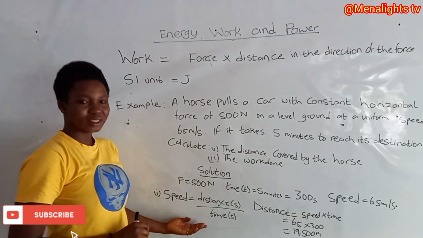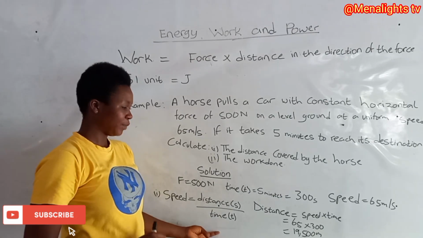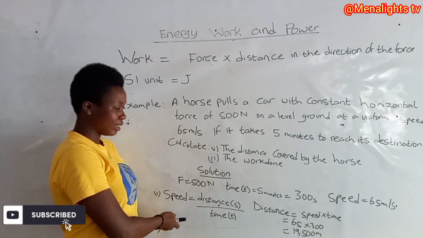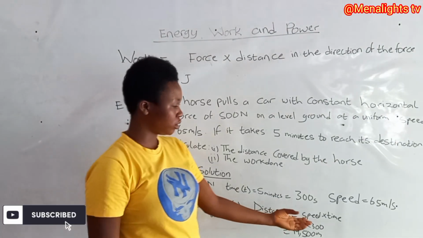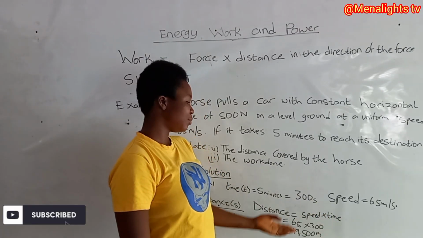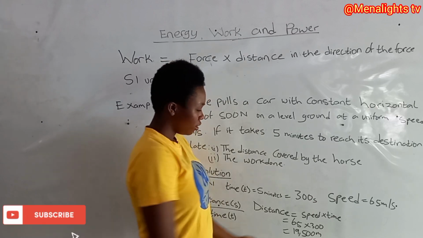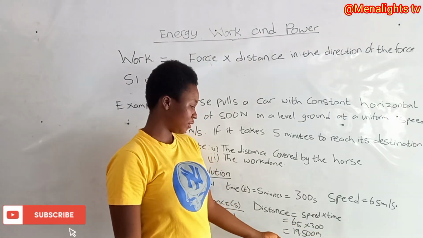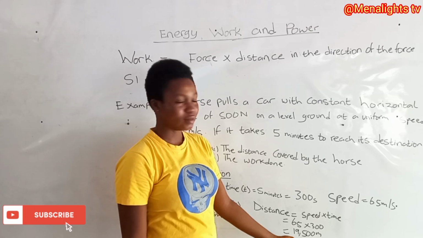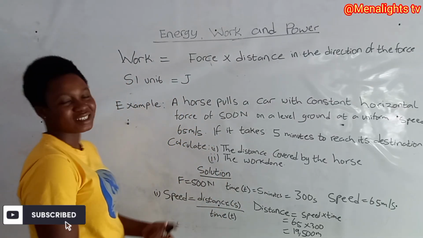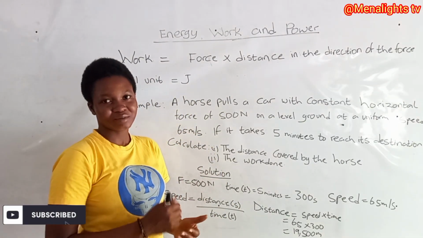So we know that speed is equal to distance over time. Making the distance the subject, we have distance equal to speed times time. The speed is 65, the time is 300. So 65 times 300 gives us 19,500 meters. So our distance is 19,500 meters.